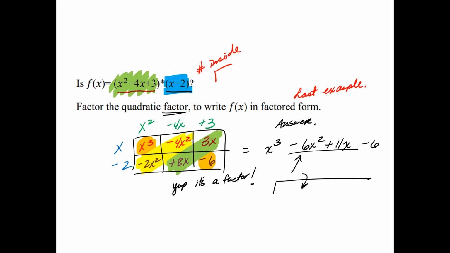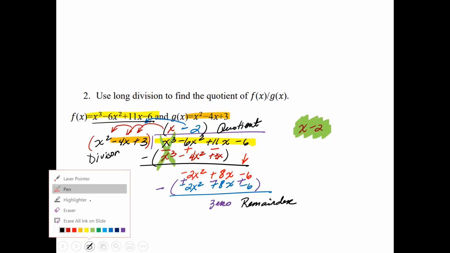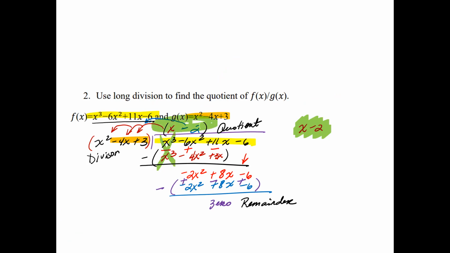So this is a good way to check your answer. If you're like, I don't know if I did my questions correct or not, what you can always do is take the answer that you found right here, the quotient, times the divisor. Okay, so the quotient times the divisor. And then if it gives you the number inside the dividing bar, then you know your answer is correct. So we did that. We did x minus 2, which is the quotient, times x squared minus 4x plus 3.